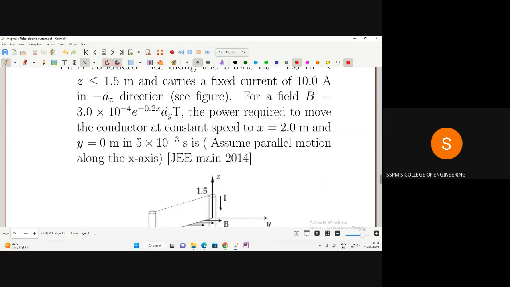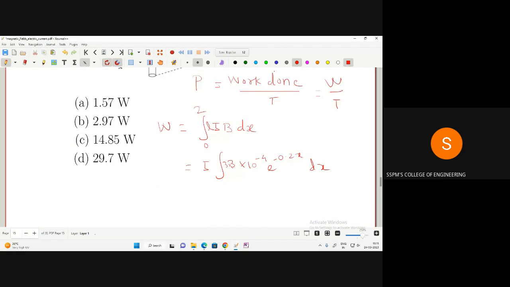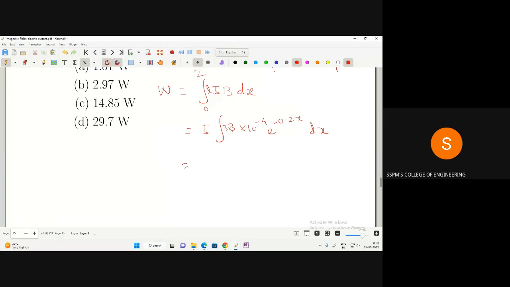You look at the problem. The conductor has a lower end of minus 1.5 meter and upper end is located at plus 1.5. So what would be the length of the conductor? It must be 3 meter. So 3 इथं दिलेला आहे L. The current दिलेला आहे 10 ampere. To take it outside, 10 into 3 and limit 0 to 2, 3 into 10 to the power minus 4 e to the power minus 0.2x dx.